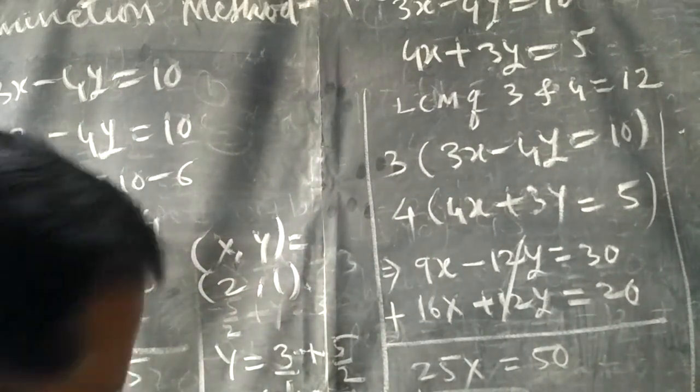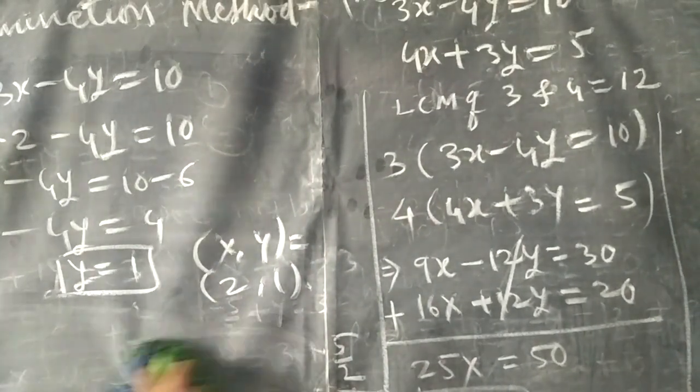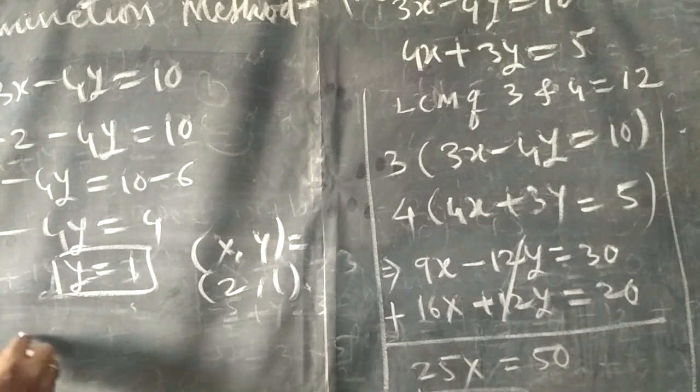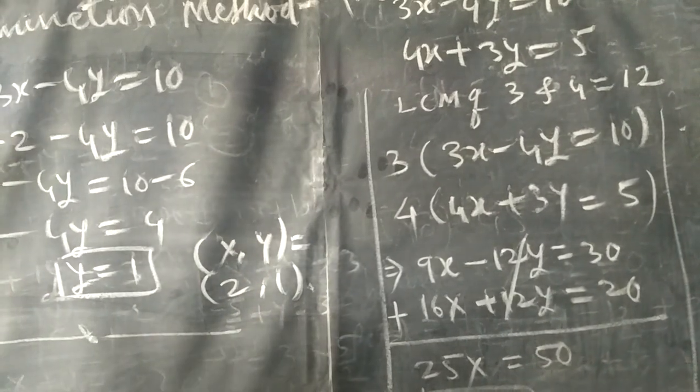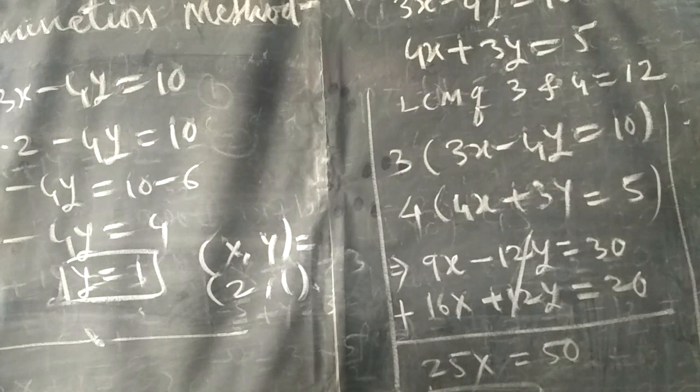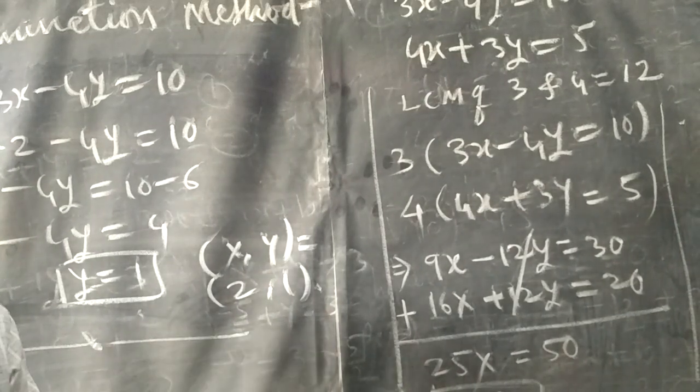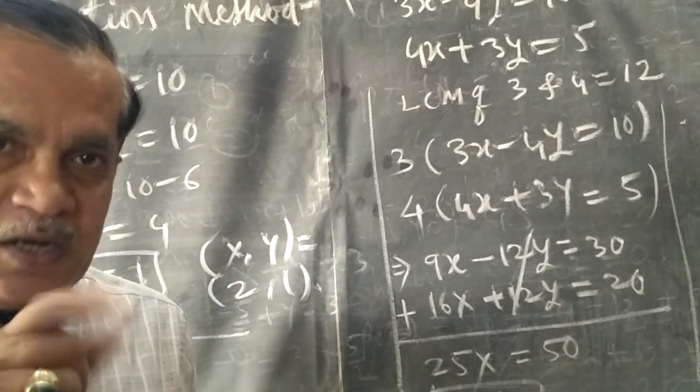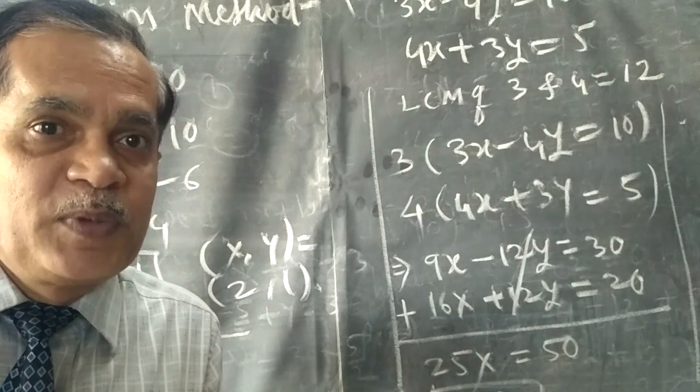This is the answer we got. You have solved the equations by elimination, by removing a variable either by subtracting or adding after making the coefficients equal. You understood the meaning of elimination? Very good. I will take one or two more examples in the next video.